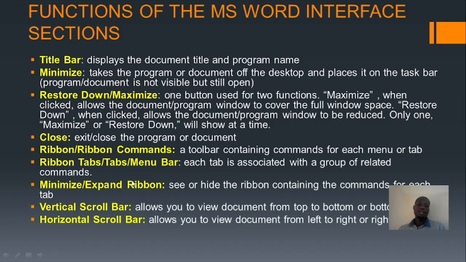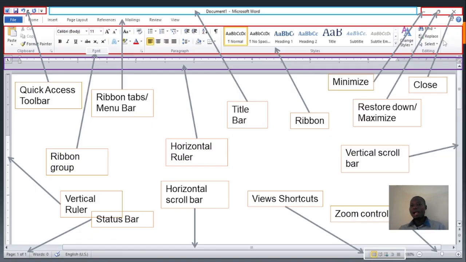And then we have the minimize or expand ribbon. This one we use to hide or see the ribbon containing the commands for each tab. So it is a small kind of button. Here it is. This one helps you to hide or see this section containing the ribbon. If you click this icon here, it will hide the ribbon, and when you click it again, it will dock this ribbon so that you can see it.